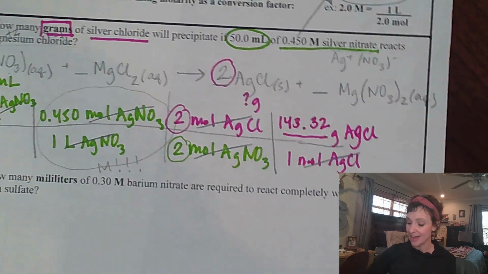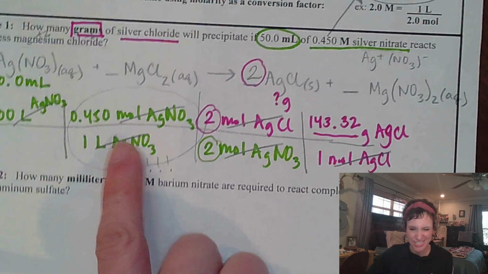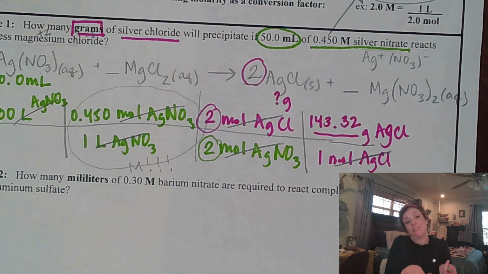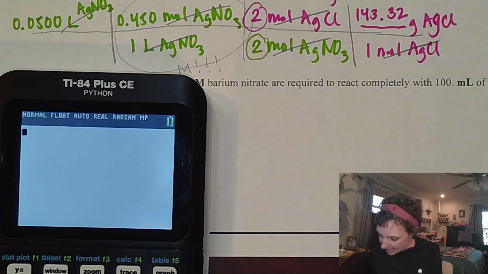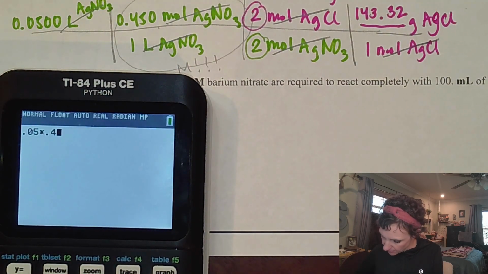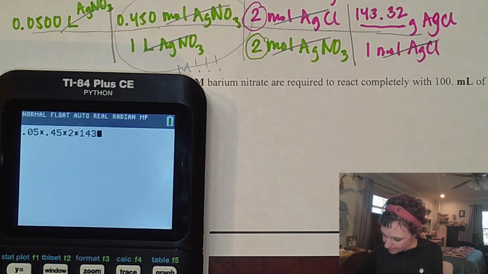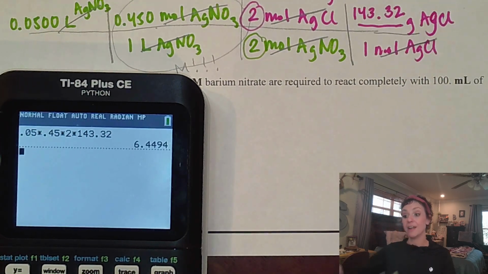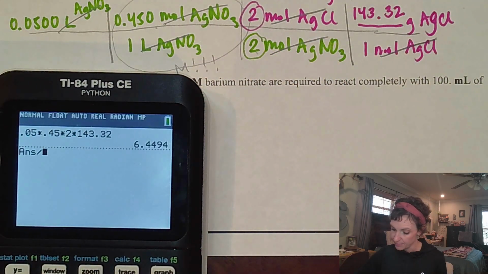The only thing new I've added in here is I now get to use molarity as a conversion factor, just like I have the ability to use a molar mass as a conversion factor. Okay, so if I type this into my calculator, I will hopefully get the answer to how many grams of silver chloride will precipitate out from this reaction equation, right? So I have 0.05 times 0.45 times 2 times 143.32 equals, and then I divide by anything that's of importance on the bottom. Everything else is a 1 except for this 2, so I'm going to say divided by 2.